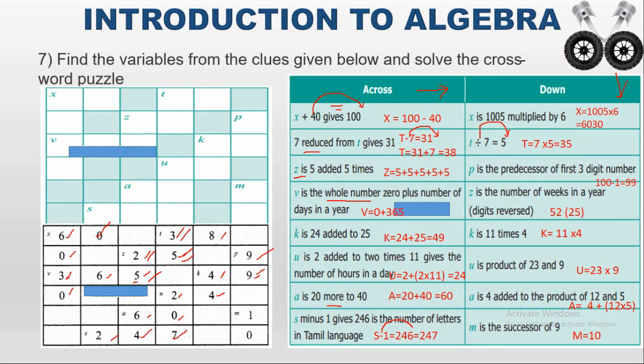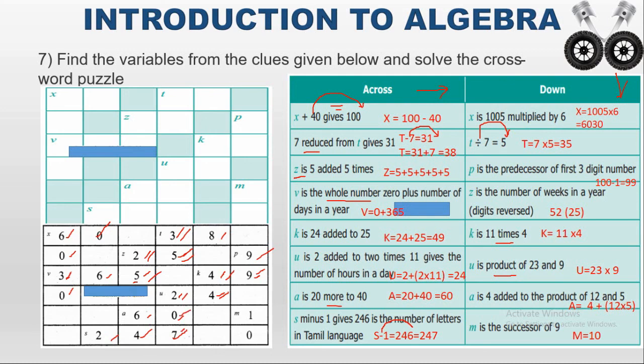K is 11 times 4. 11 times means you have to multiply. So 11 into 4, that is 44. So here the 44 is written. Then U is the product of 23 and 9. So product means you have to multiply. So 23 into 9. So the 23 into 9 value is 207.